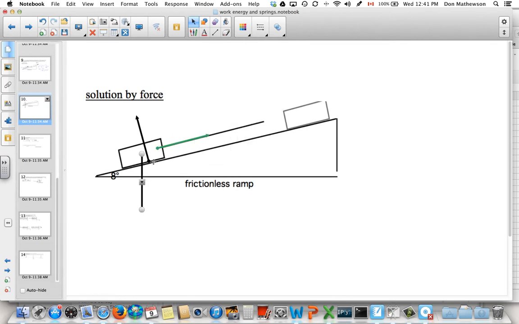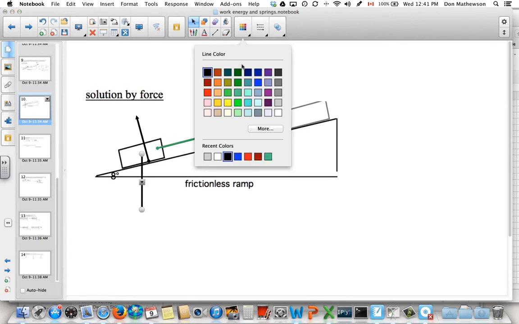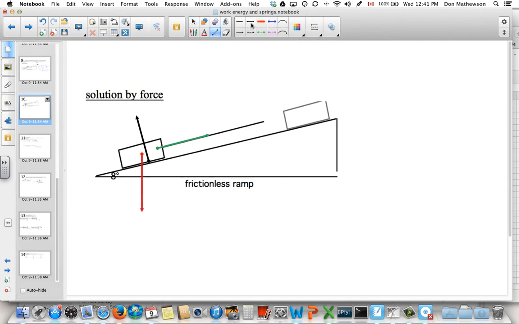So we want to find the work done by that force. Now for gravity, we're going to have to resolve it into its components, because gravity is partly perpendicular to the ramp in this direction, and then it's partly parallel to the ramp in this direction.